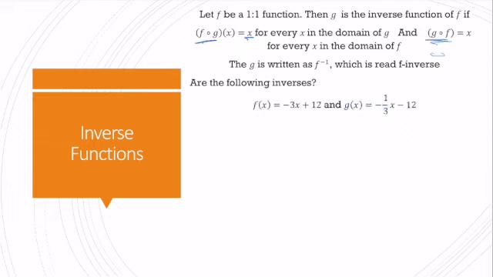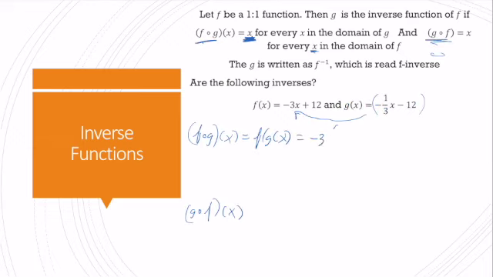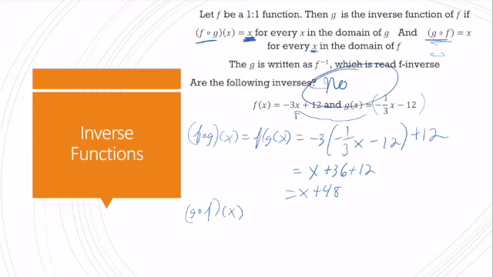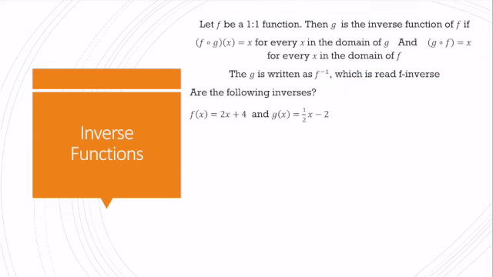So this is f of g of x. So I'm going to plug g of x into x. So I have negative 3 times (negative 1/3 x minus 12) plus 12. I distribute, that gives me a positive x plus 36 plus 12. That gives me x plus 48. Is that what I'm supposed to get? Are these inverses? Nope, not inverses. All right, let's try this again.